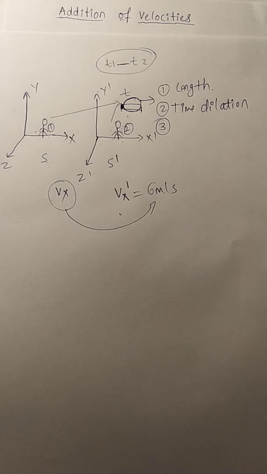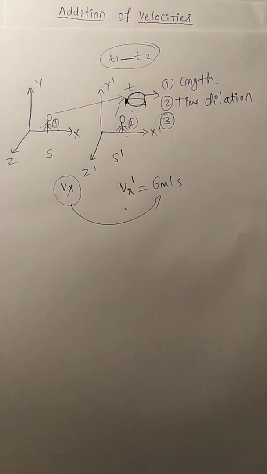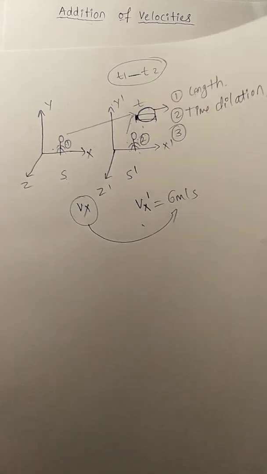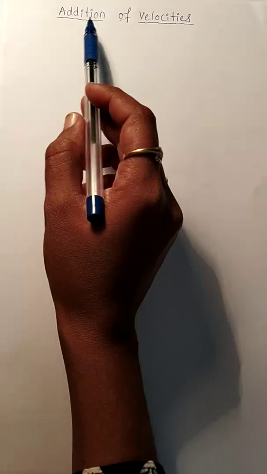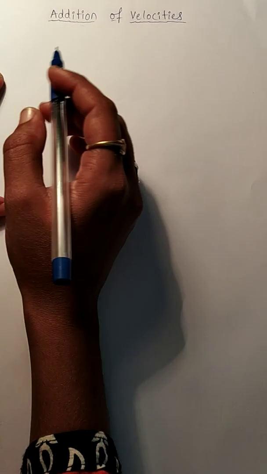So now let's start the derivation. How the velocity will look according to both observers is called what? Addition of velocities. That is the name given: addition of velocities. So now let's start this.